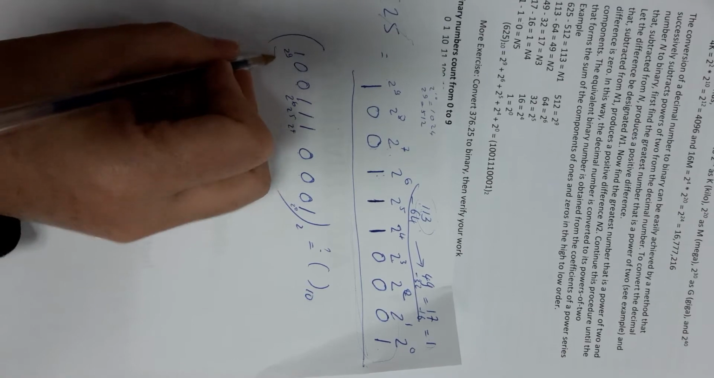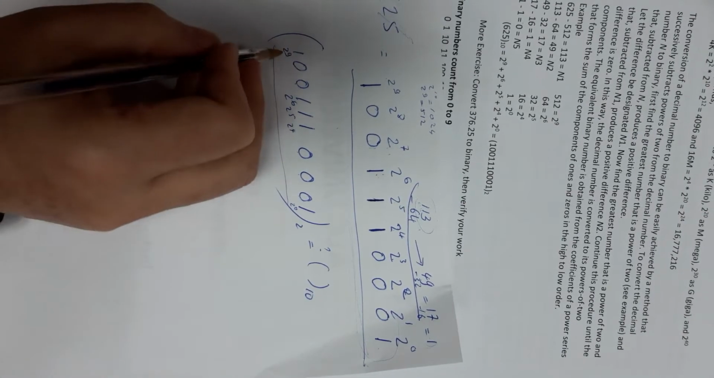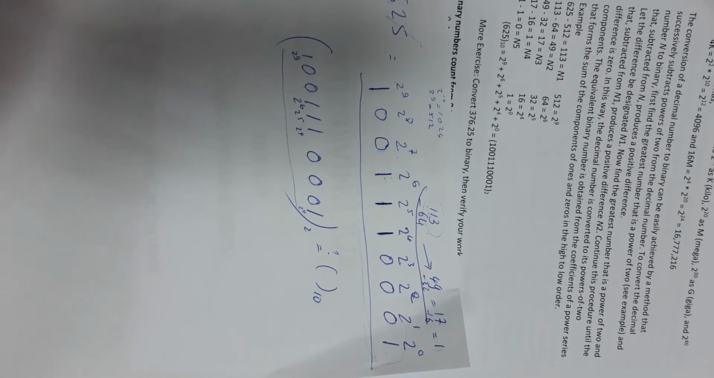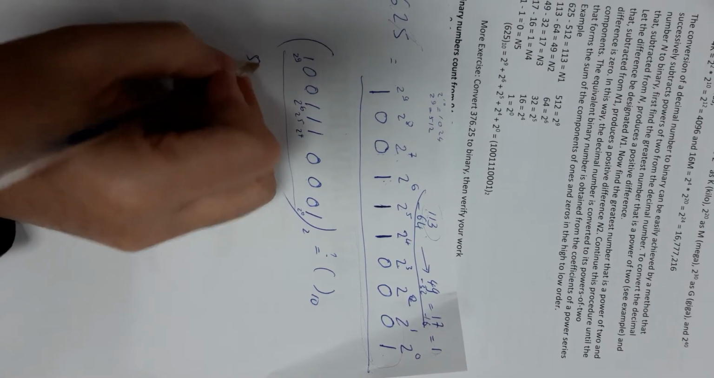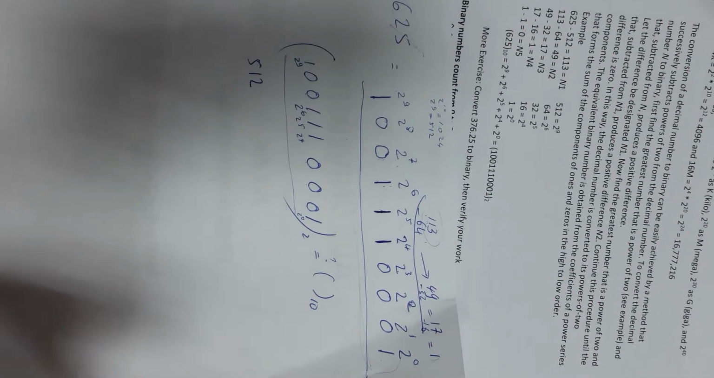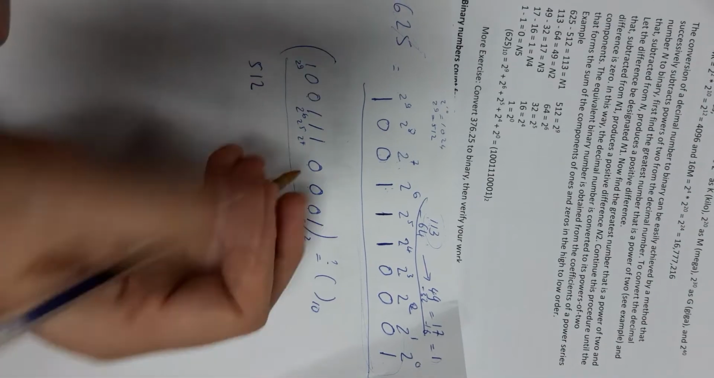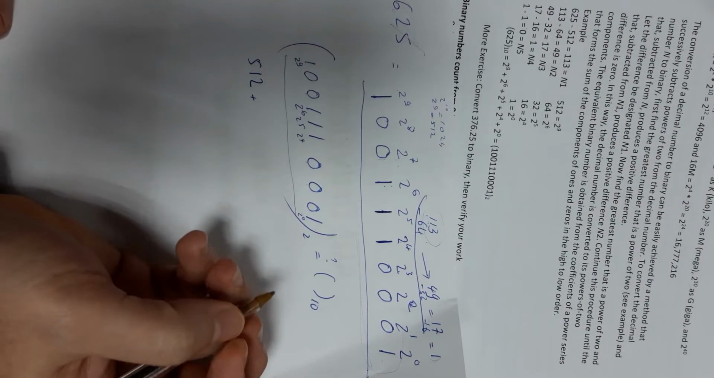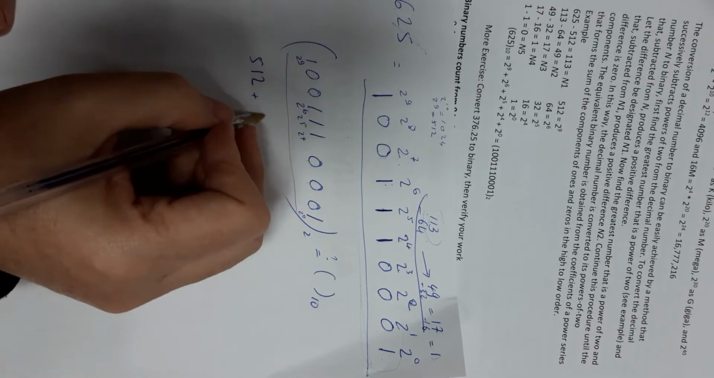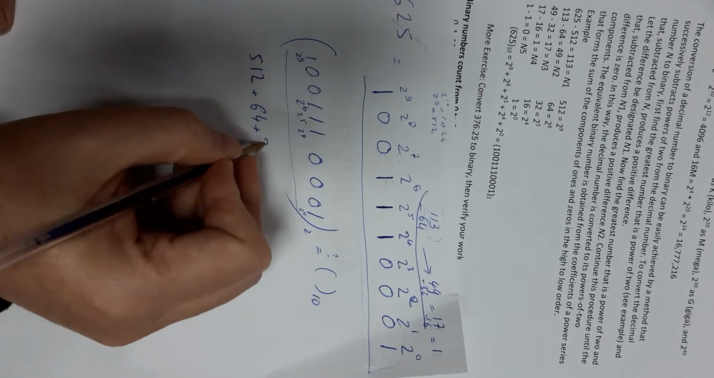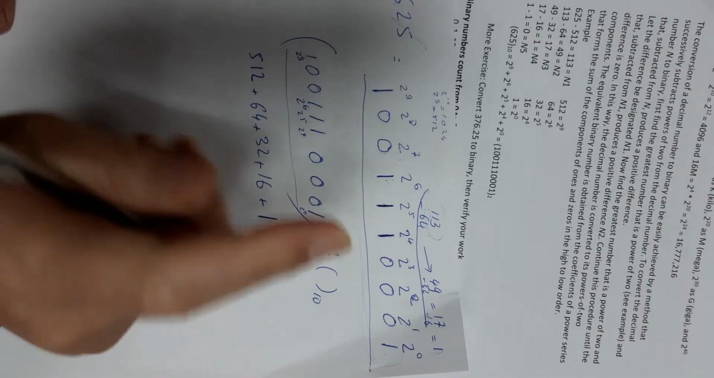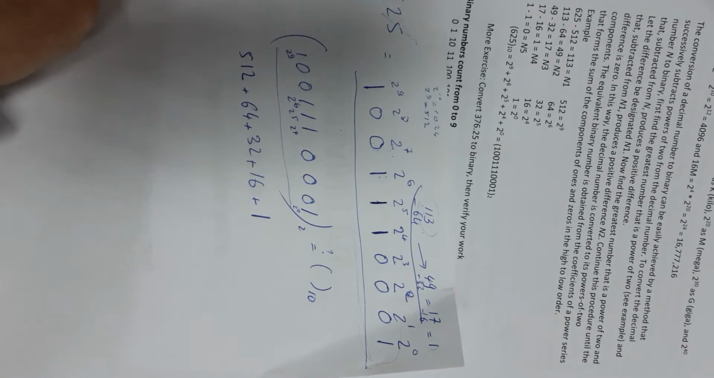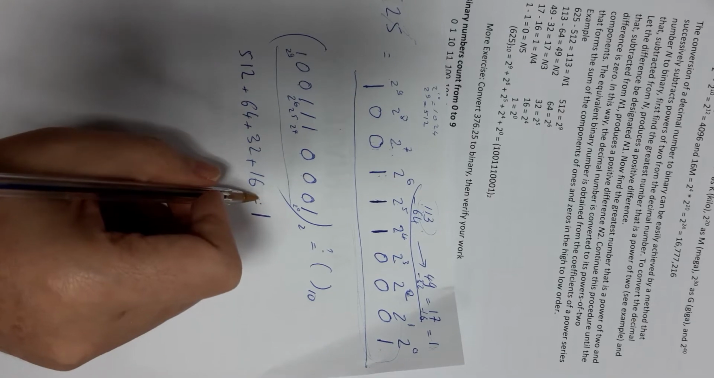And you just add these powers of 2. 2 power 9, which is the largest, is 512 alone, the largest component part of my number. You see? 2 power 6 is how much? 64. 2 power 5 is 32. 2 power 4 is 16, and finally 2 power 0 is 1. Remember, 2 power 0 is 1, not 0. And you just add these.